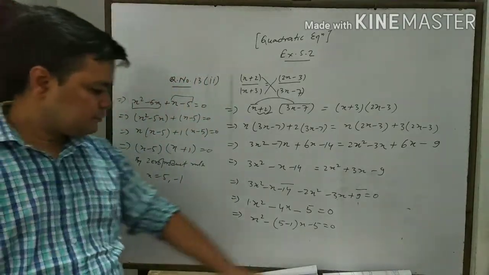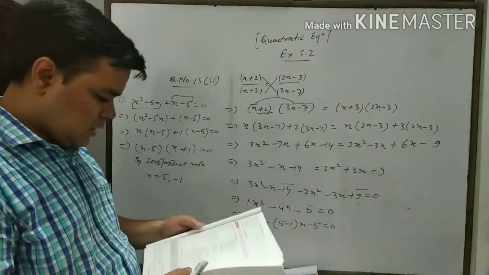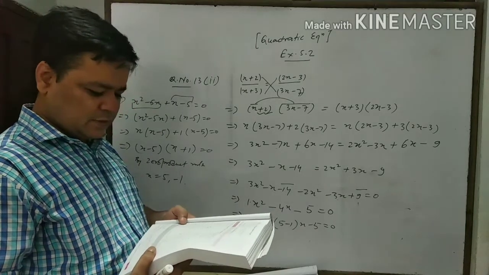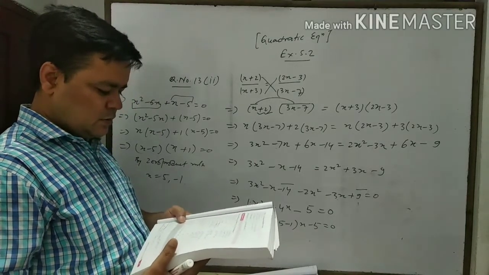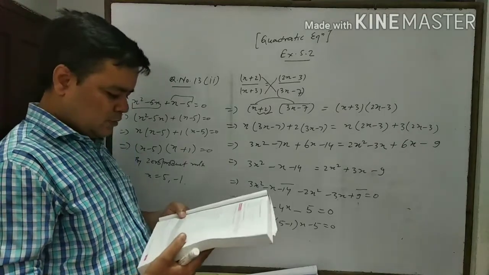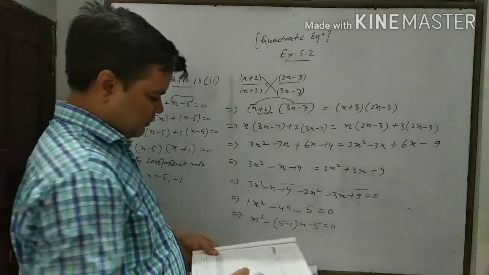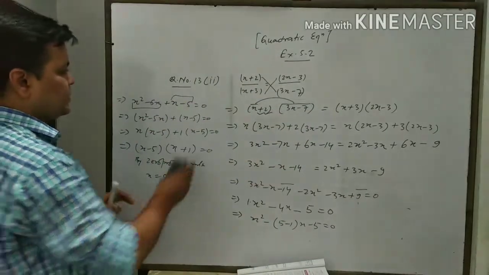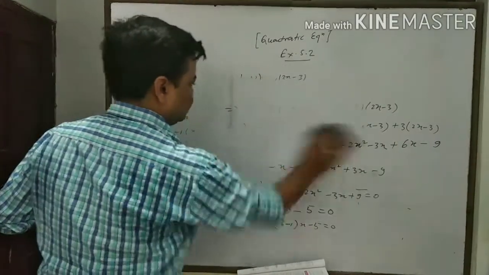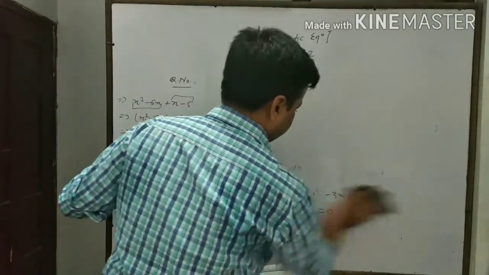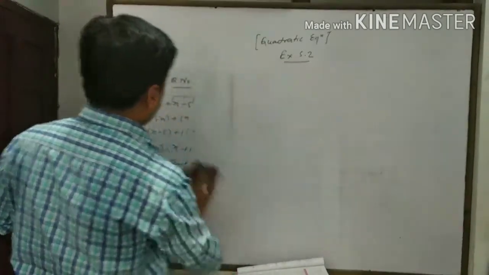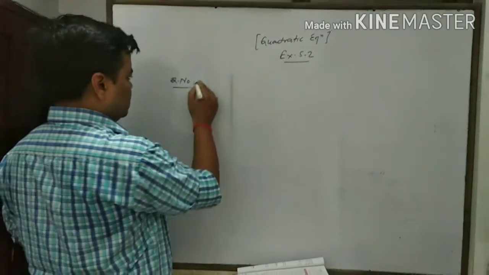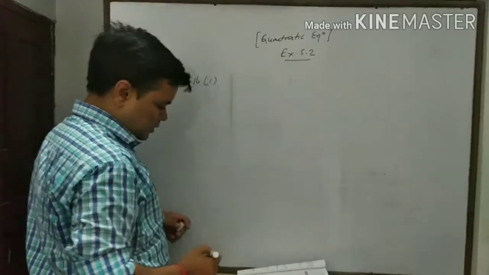Okay. So similarly, some more questions are given on the same base. Question number 14 first, second, 15 first, second, and now let us see 16 first. Other questions we do by ourselves. Let us see the 16 first question.